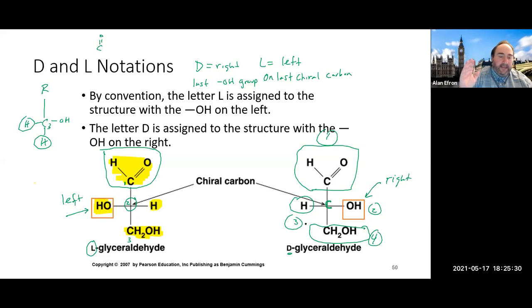So when determining D or L, we're always looking at the last chiral carbon that you have, going from the carbon-oxygen double bond and sort of away from it, down in a lot of cases.